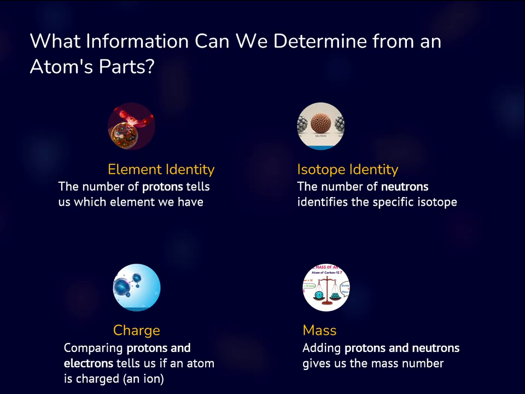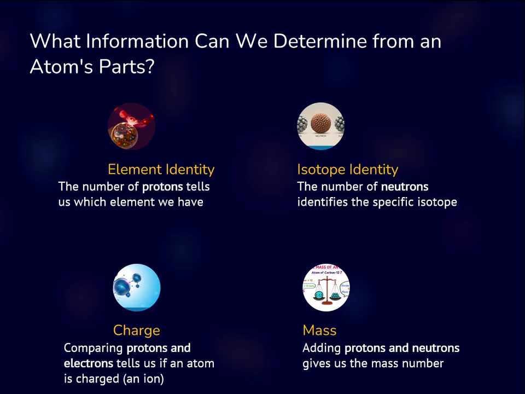Now that we can calculate isotope masses and identify atomic numbers, let's summarize what each particle actually tells us about the atom. First, the protons, meaning the number of protons, determines the element's identity. 6 protons means carbon, 8 means oxygen, 79 means gold. If you change that number, you change the element itself. Next up, neutrons. The number of neutrons identifies which isotope of the element you're dealing with. Carbon-12, carbon-13, or carbon-14 all have the same number of protons, but different numbers of neutrons. That difference affects their stability and mass.